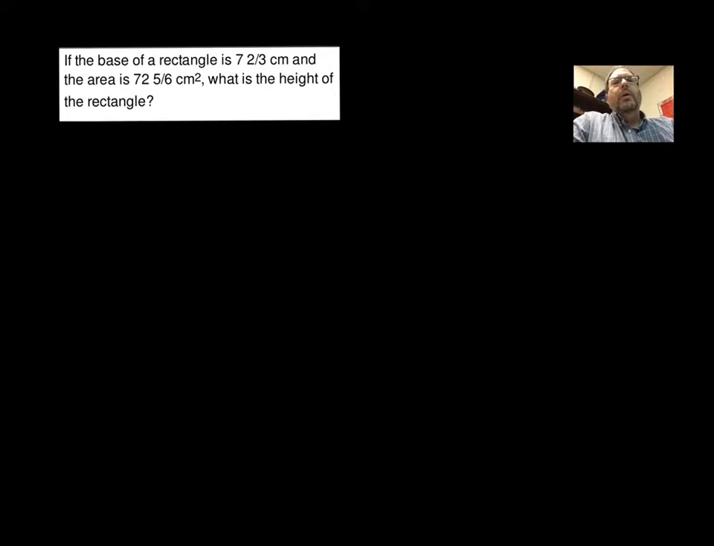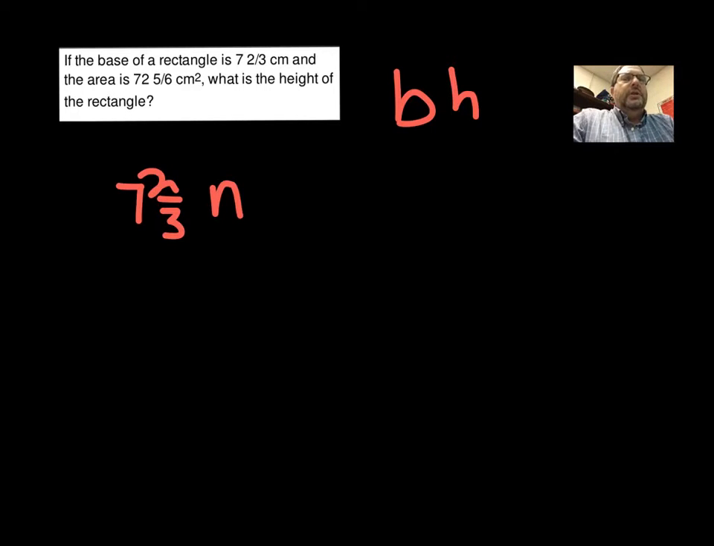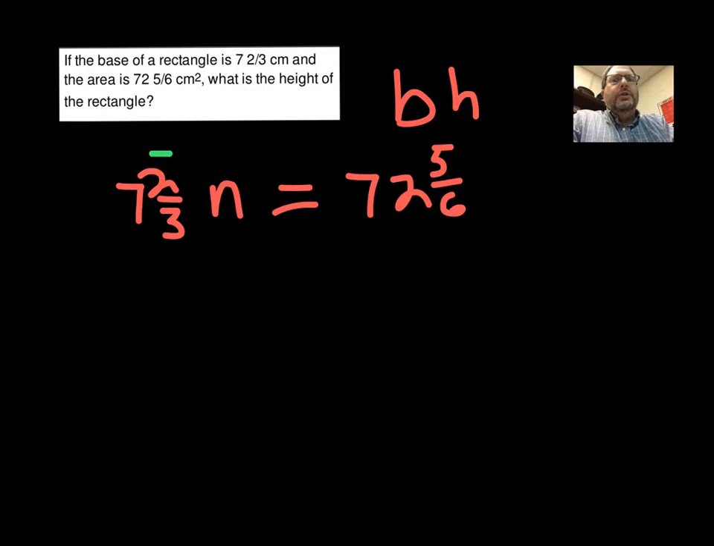So remembering our basic formula for quadrilaterals. Probably better grab a color here. We have the base times the height. So we have 7 2/3 times n, which is the number I don't know, equals 72 5/6.